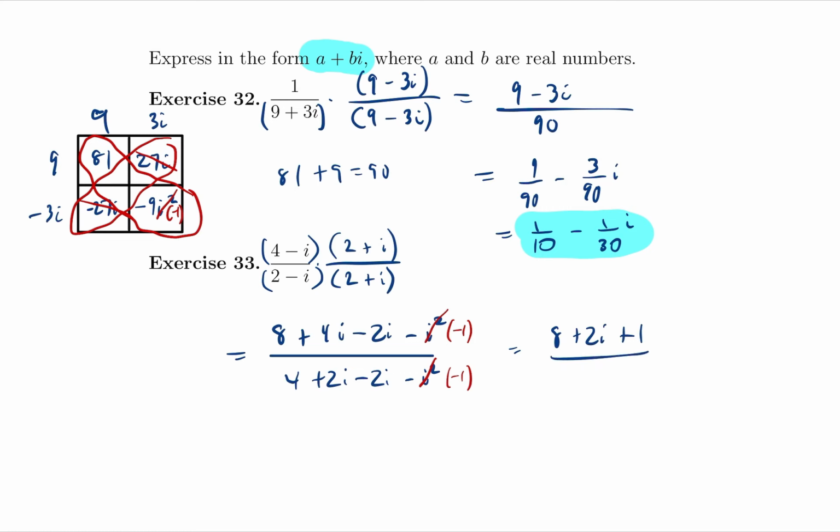And similarly on the bottom, these will cancel out, and you will also have a double negative, which becomes plus 1. And now in the numerator, we have 9 plus 2i. In the denominator, we have 5. And then the final step is to separate this into two separate fractions. So our final answer should be 9/5 plus 2/5 i.